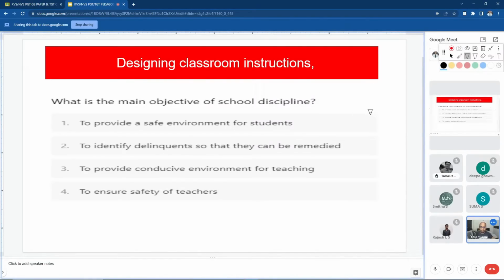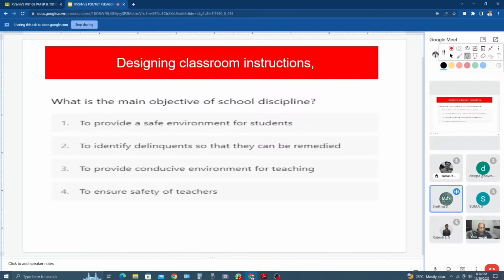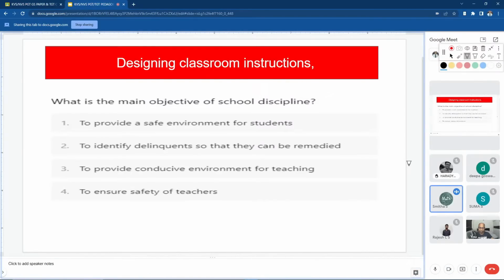I have framed a few questions on screen. So first question to Smita ma'am. Yes, sir. The main objective of... to prepare students to identify daily... so that they can be... environment for teaching to safe teachers.